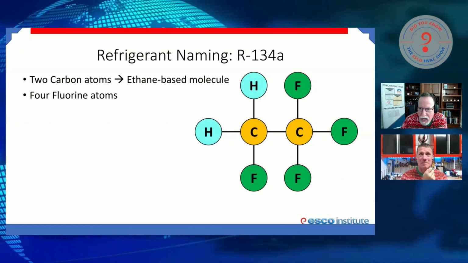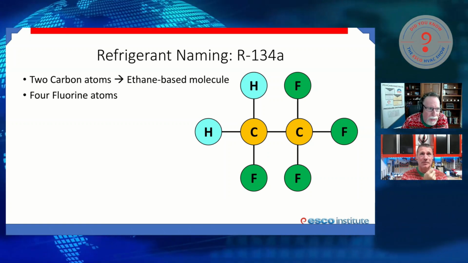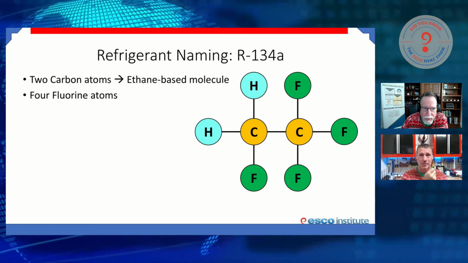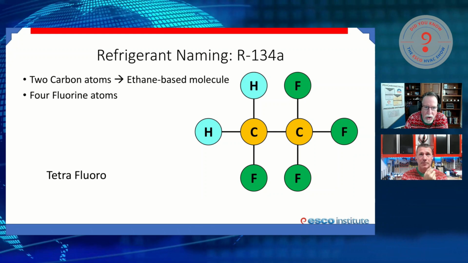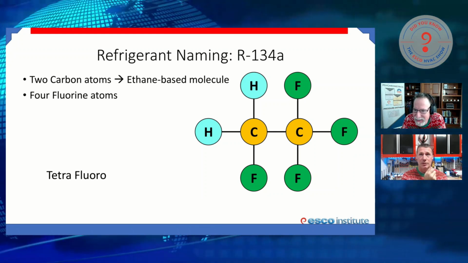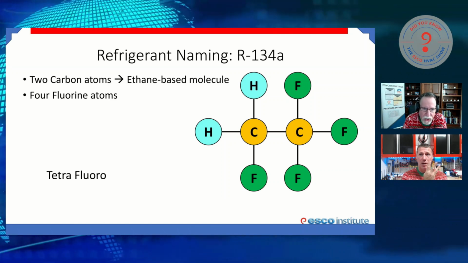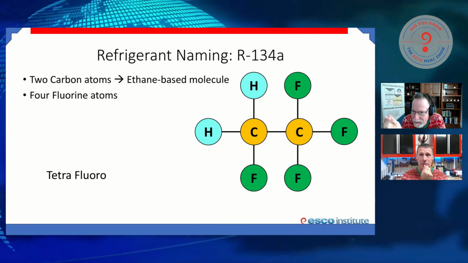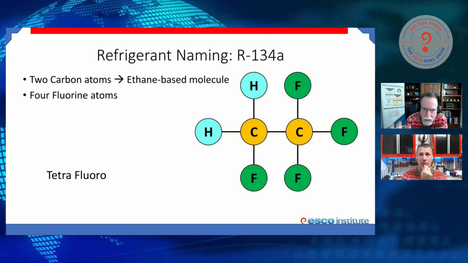So R134A is an ethane-based molecule, has 4 fluorine atoms. So we have no chlorine, so we don't talk about it. Go straight to fluoro. So mono 1, di 2, tri 3, tetra. If you played Tetris growing up, tetra 4.